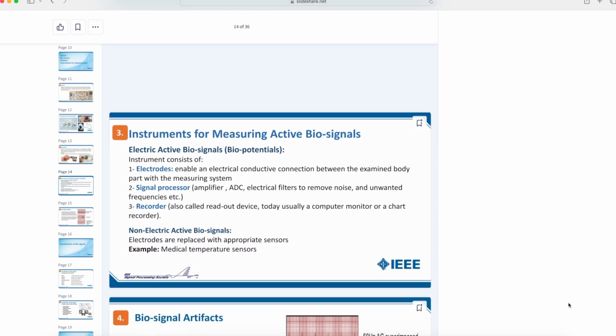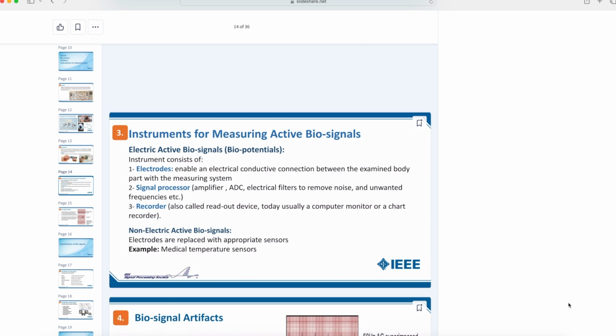Instruments for measuring active biosignals. Electric active biosignals, biopotentials. Instruments consist of: 1. Electrodes, which enable an electrical conductive connection between the examined body part and a measuring system. 2. Signal processor: amplifier, ADC, electrical filters to remove noise and unwanted frequencies. 3. Recorder, also called readout device, today usually a computer monitor or a chart recorder.